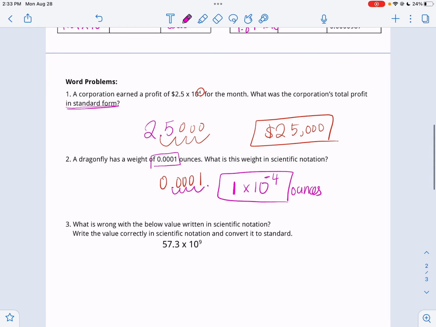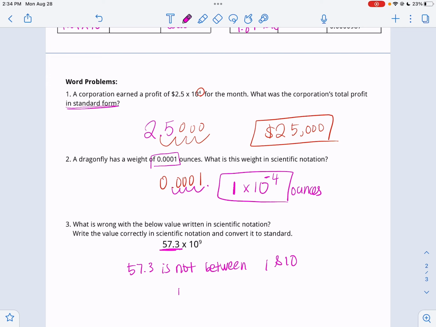Okay, next one, number 3. What is wrong with the below value written in scientific notation? Write the value correctly in scientific notation and convert to standard. I'm looking at the number here they were multiplying with. Well, 57.3 is not between 1 and 10, because 57.3 is greater than 10.